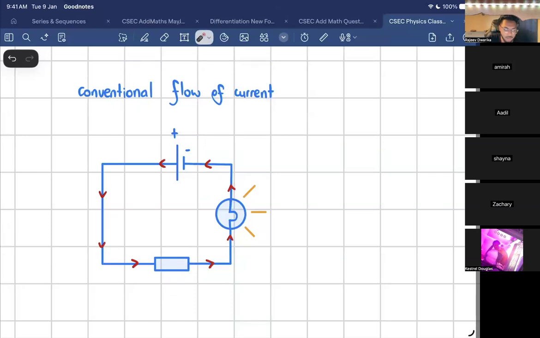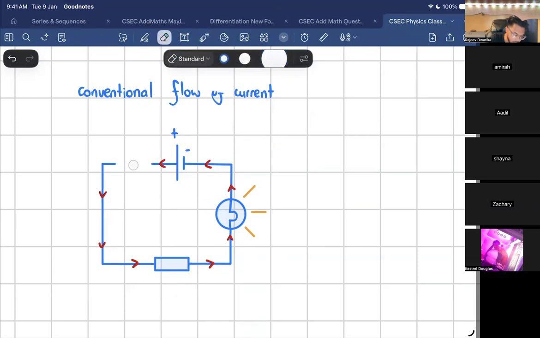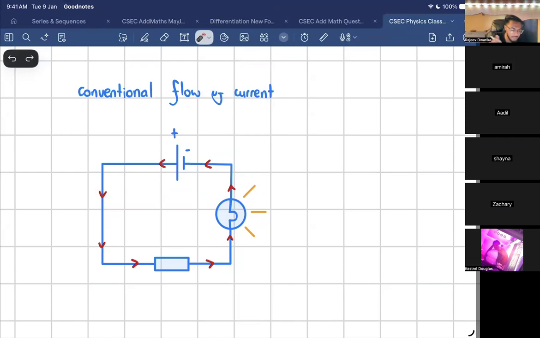I have a question. If I were to cut the wire over here, do you think the bulb will still light? No, because how will the current jump this gap? It can't. So that will actually be something called an open circuit. But anyways, this is the conventional flow of current.